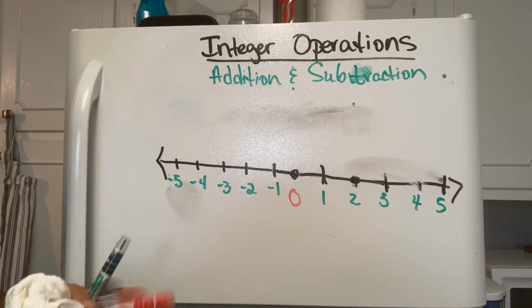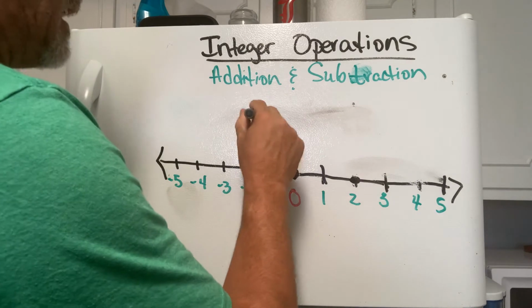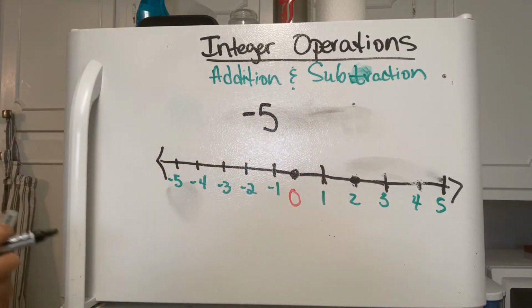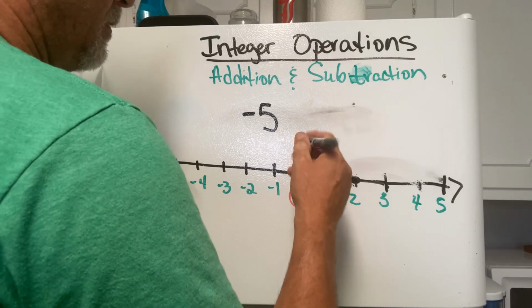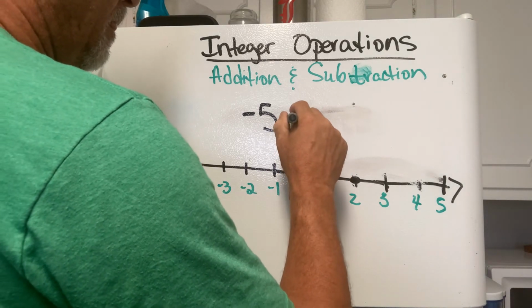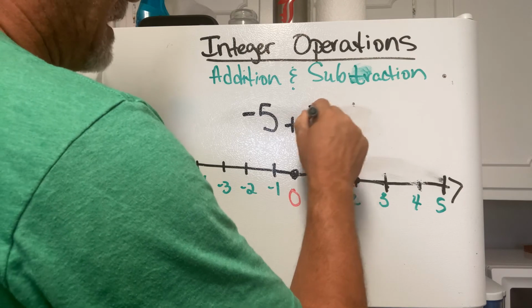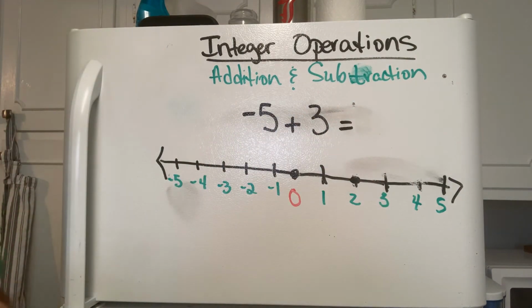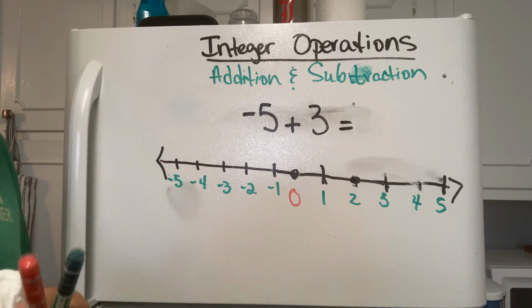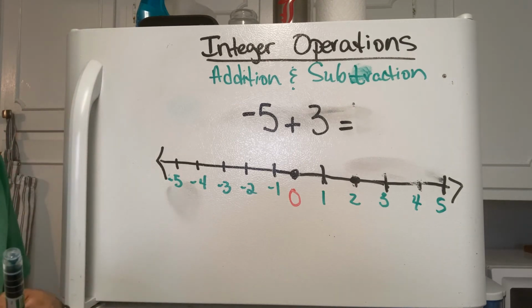one more example. So let's say I have a negative 5, and I'm going to add a positive 3. Now, I want you to pause the video for a second and think about what you're going to get. Some of you may have another way to do this, but pause for a second and try to figure it out, see what you get.